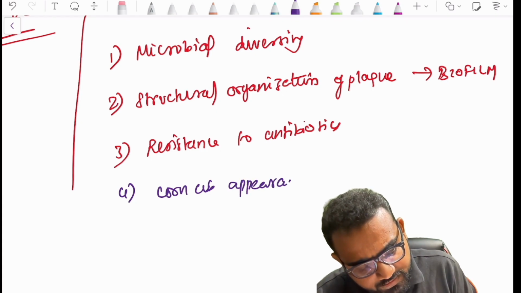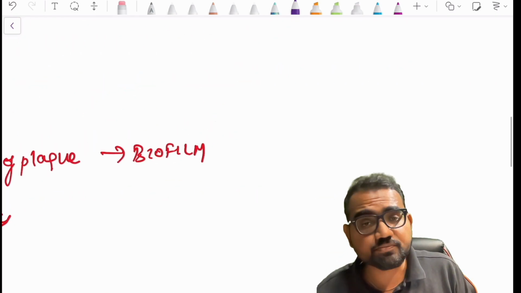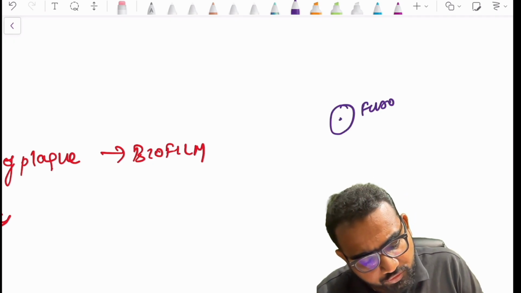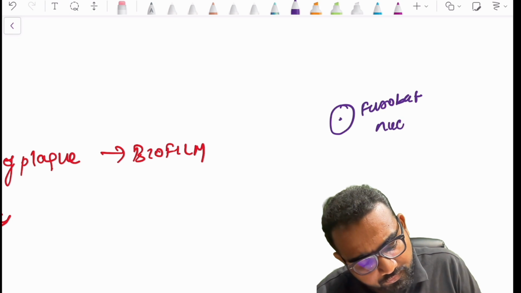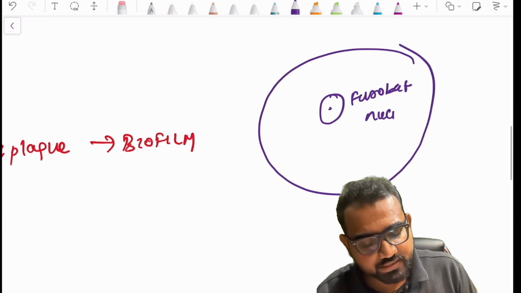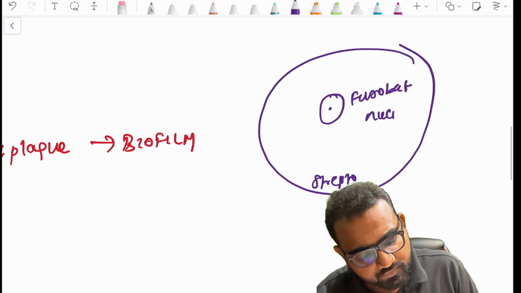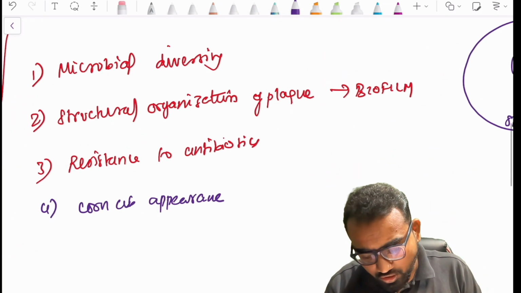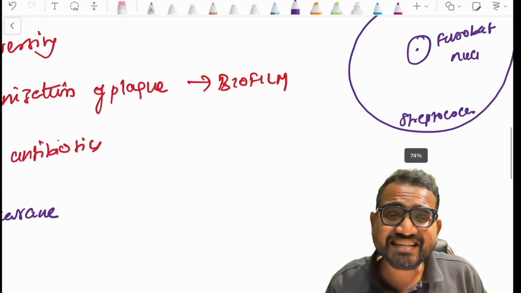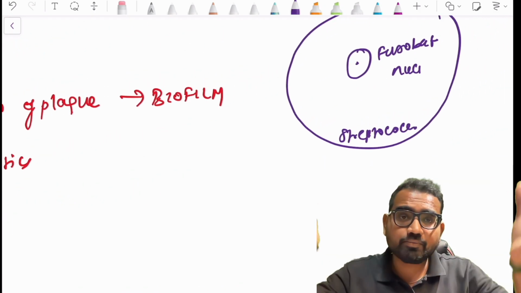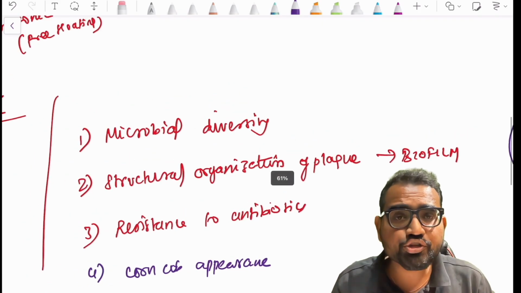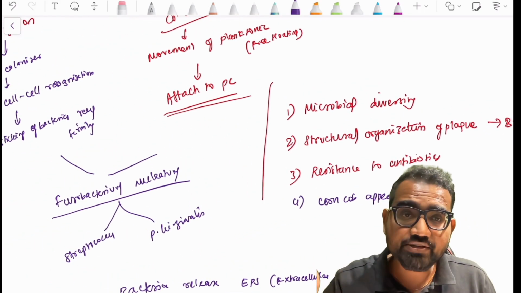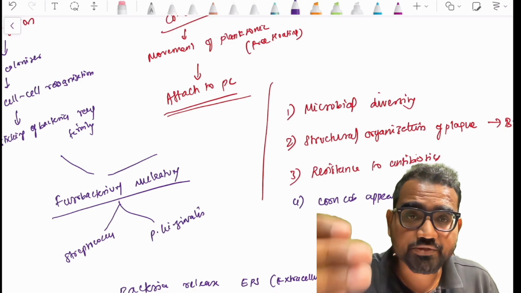What do we mean by this? The corn cob appearance means the center will be Fusobacterium nucleatum, which is surrounded by gram positive organisms, streptococci. Okay, this is what a corn cob appearance is. So corn cob appearance means there's going to be central Fusobacterium nucleatum, which is surrounded by Streptococcus species. Okay, this is produced by co-aggregation. So this is what co-adhesion, co-aggregation and extracellular polymeric substances result in.